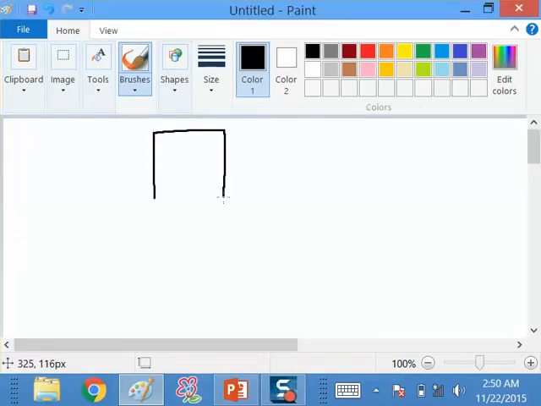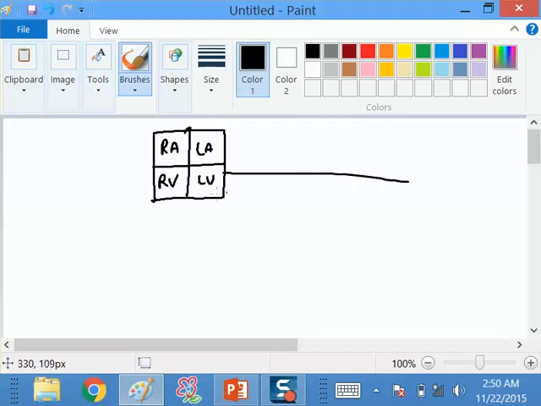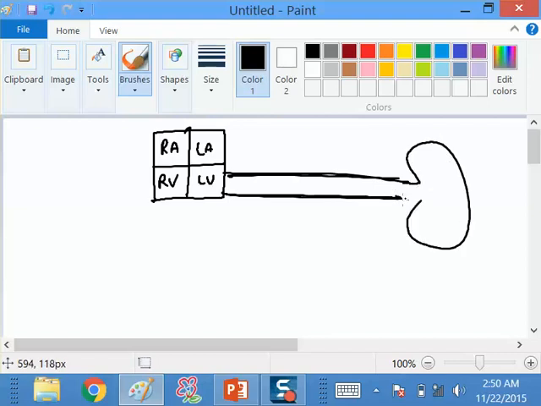So now, let me ask some questions. What is this? Right atrium, right ventricle, left atrium, left ventricle. From the aorta, the blood comes out of the left ventricle to the aorta, then it goes to all parts of the body, right? Now consider it is going to the kidney.